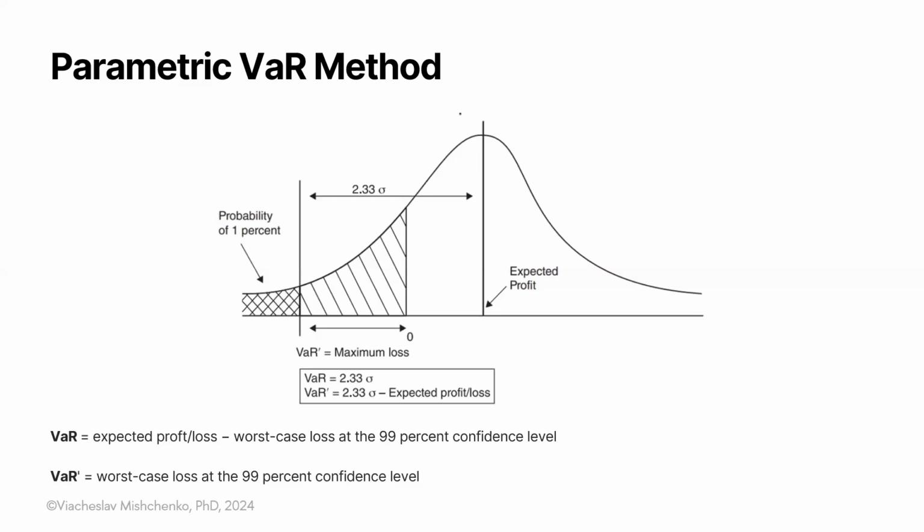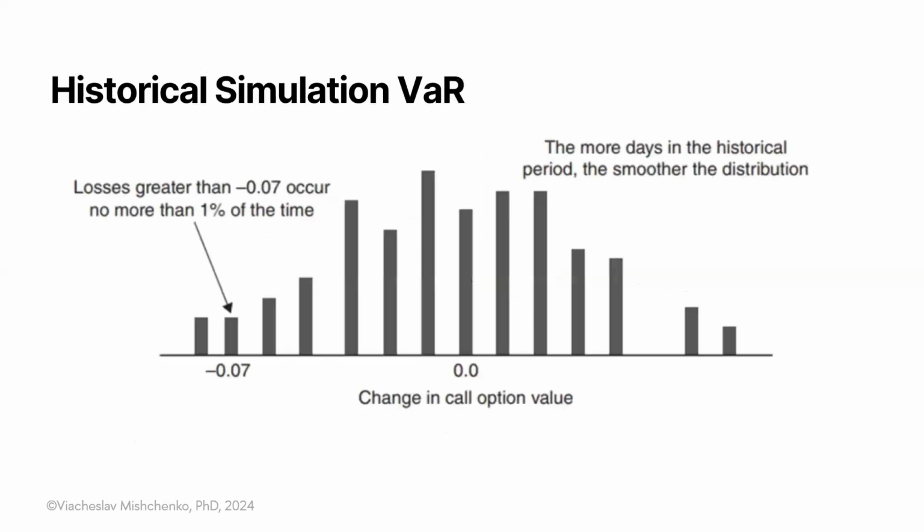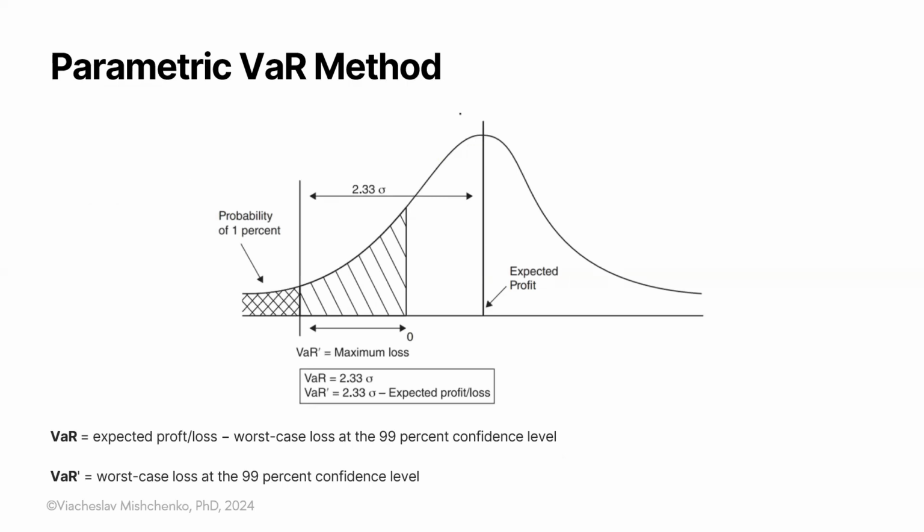But despite the limitations, the parametric approach remains widely used due to its computational efficiency. For example, for large portfolios with thousands of positions, it can provide a quick and reasonable estimate of risk under normal conditions. Nevertheless, despite the limitations, this approach remains widely used. Why? Because of its computational efficiency.